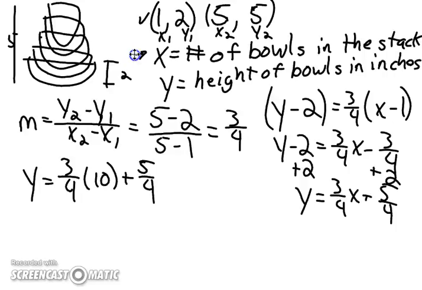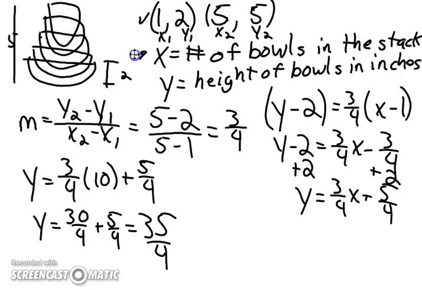So now 3 over 4 times 10, that is 30 over 4, plus 5 over 4, equals 35 over 4. Now in this case, if you say to somebody, that's 35 over 4 inches, they're not going to know what you mean exactly. I would write this as a mixed number, which is 8 3/4 inches. That has more meaning than 35 over 4 if you're just trying to describe a distance to somebody.